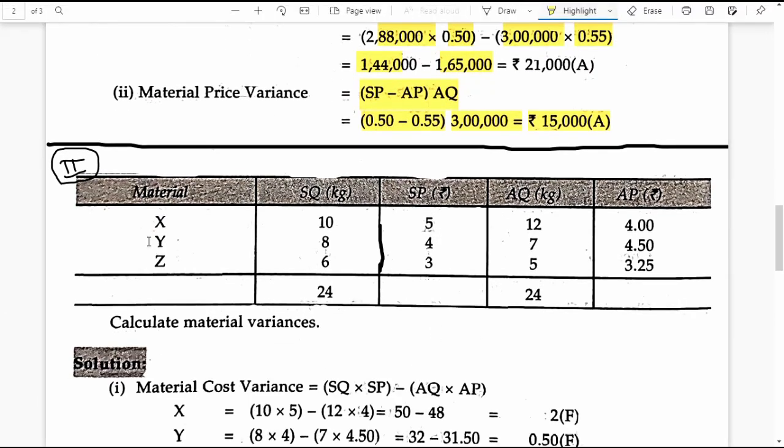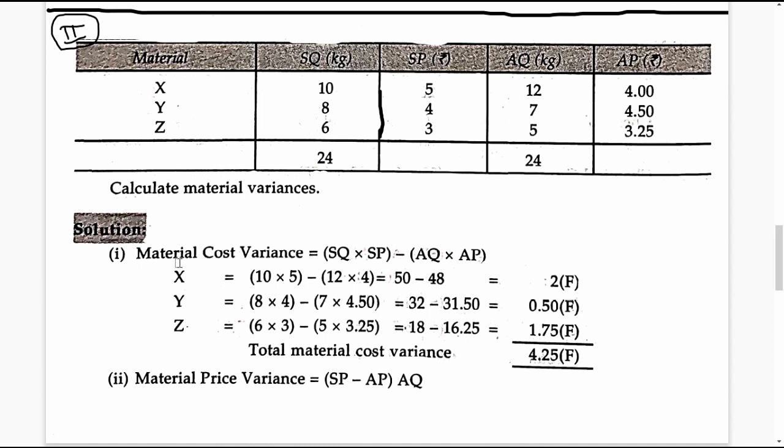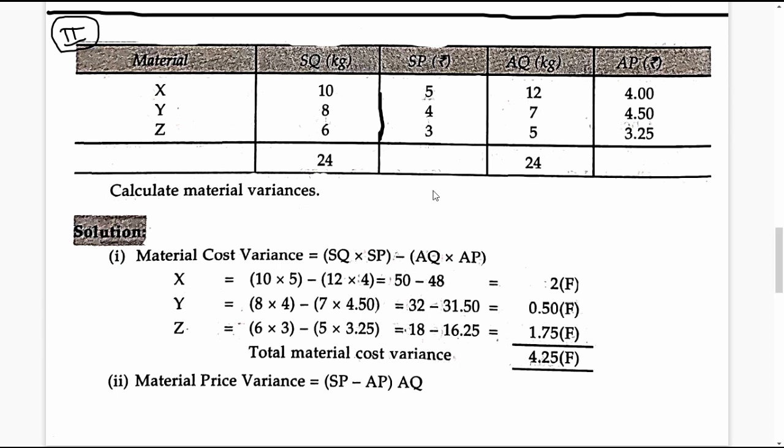There are 3 materials used for the production of the finished product. We are informed about the standard quantity, standard price, actual quantity and actual price of the 3 raw materials used for the production of a given product. Calculate material variances. The first variance calculated here is material cost variance: standard quantity into standard price minus actual quantity into actual price. Since we don't find any information about the output, let us not calculate the standard quantity for actual production.